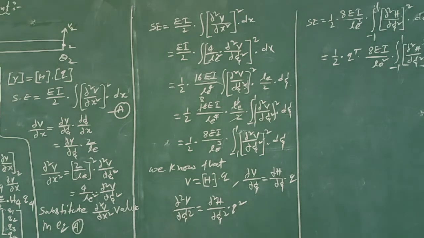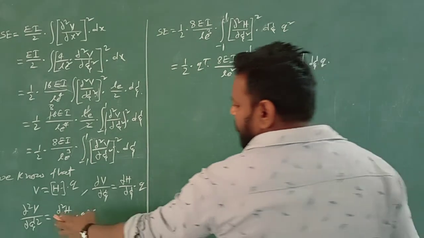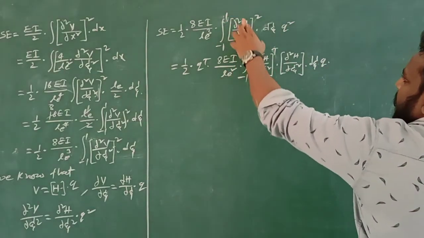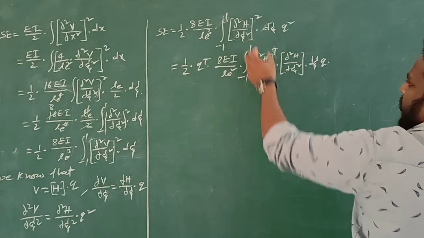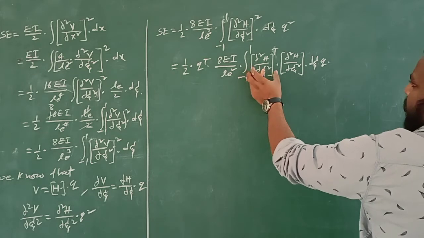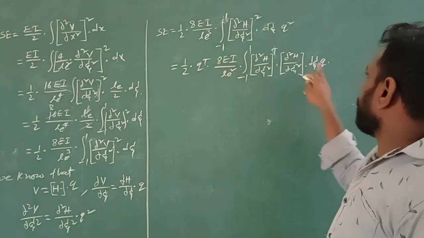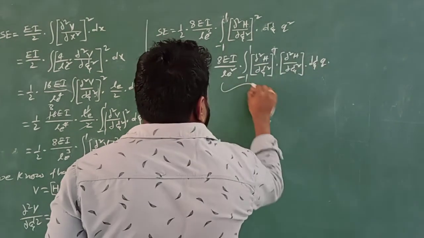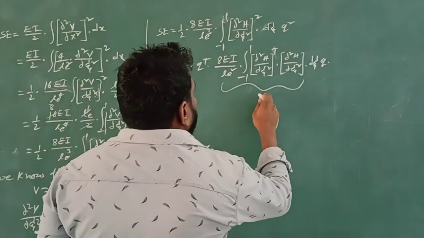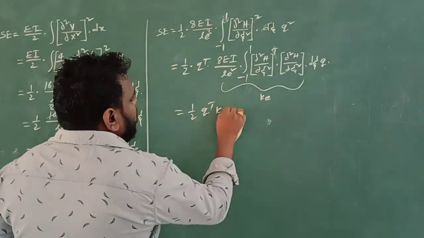This can be written like this. First substitute this value here. After substituting it will become like this. So here squaring, you can write in terms of transpose, that is transpose into the same quantity. Here q square is also q transpose, q. This quantity is the stiffness matrix, just like half into q transpose k into q.